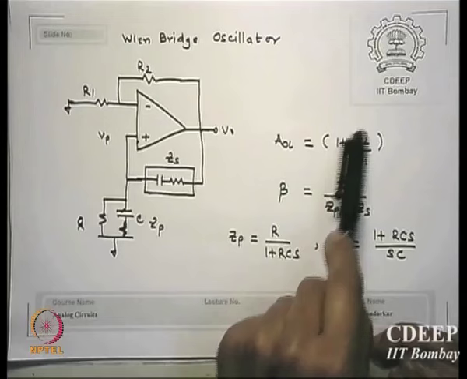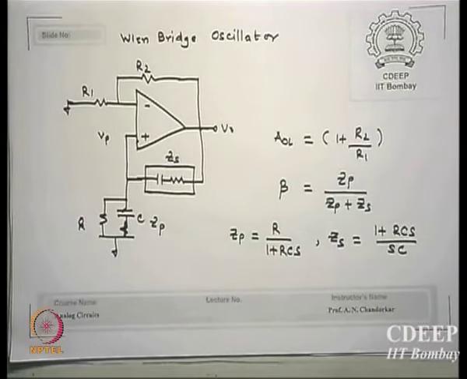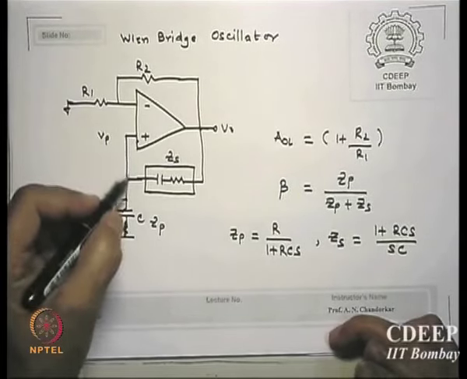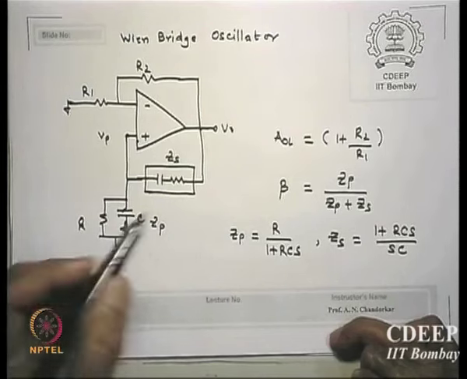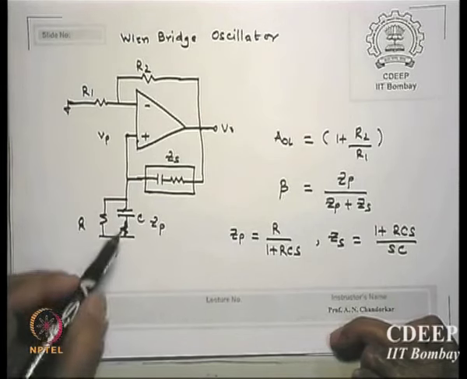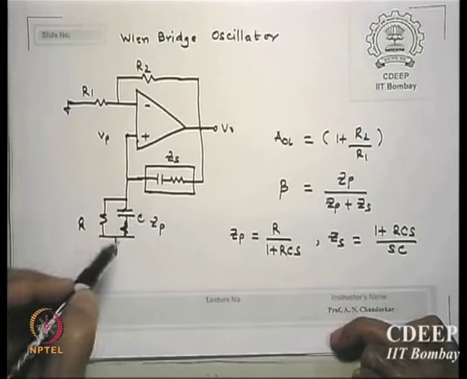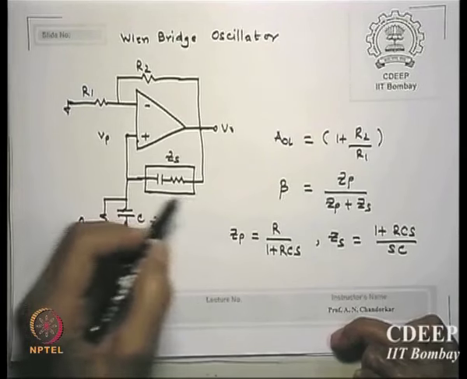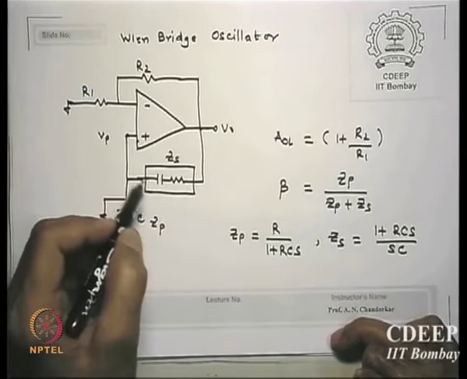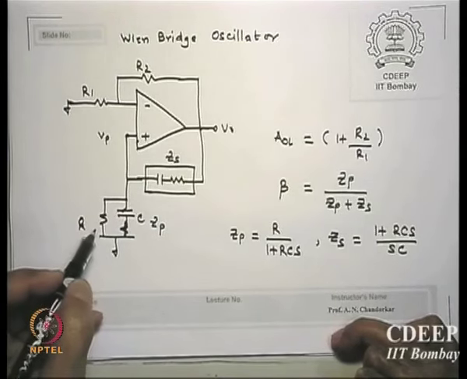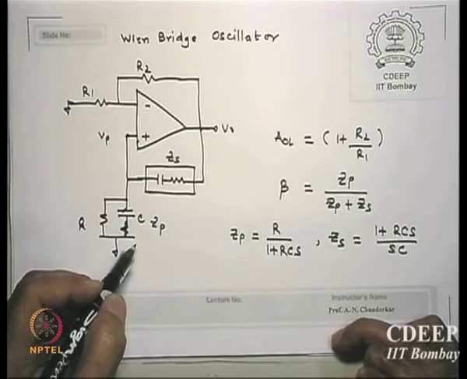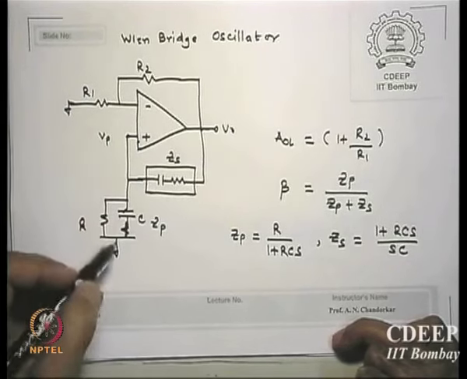So, AOL is 1 plus R2 by R1, and the return voltage is fed back to V plus. How do you calculate that? Let us say there are two impedances shown here. One is the series impedance, R and C in series. The other is the parallel impedance, R parallel C.